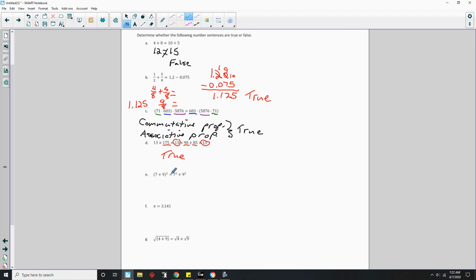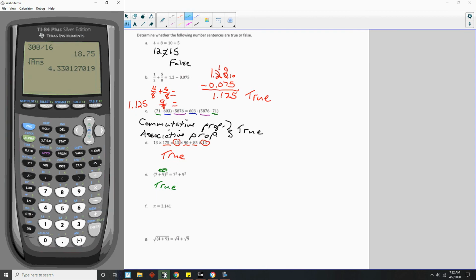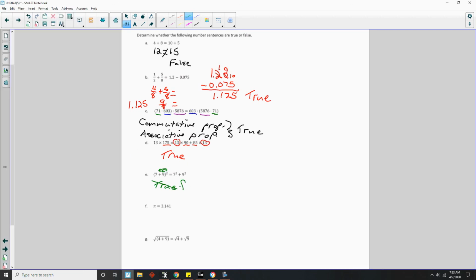Okay, 7 plus 9 quantity squared equals 7 squared plus 9 squared. So that is going to be true because that's a distributive property of exponents. So that is true. Or is it? Let's check. Let's use a calculator on this one. I'm thinking that might be true, but it might not. So let's see. 7 plus 9 squared. Enter. 7 squared plus 9 squared. Enter. Huh. 49 plus 81 does not equal 16 squared. That is false.